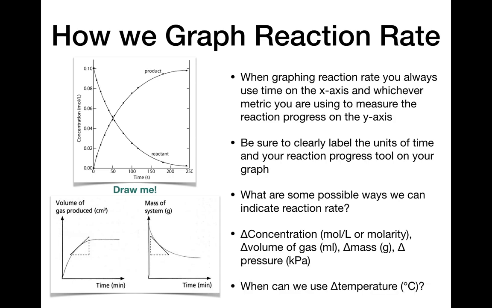Could we ever use temperature, change in temperature? We could definitely use temperature if we have a reaction that's really strongly endothermic or really strongly exothermic, because that means that reaction has enough of a temperature change that it's going to show the rate of the reaction. When the temperature stops changing, the reaction is over. So you can use delta T, temperature change, as a way to show reaction rate, but only if it's really strongly exothermic or really strongly endothermic. Just be careful with that one.